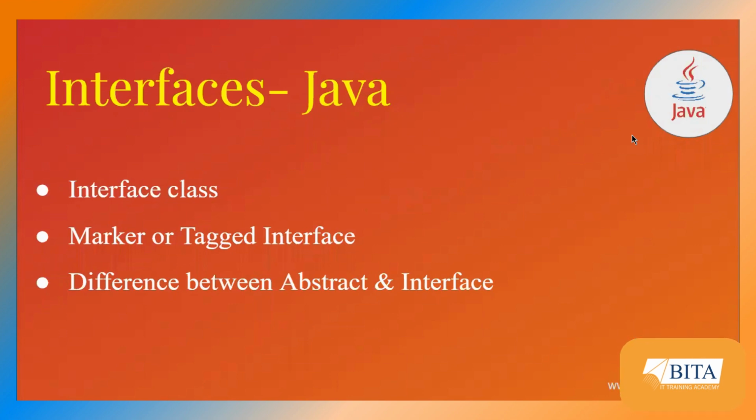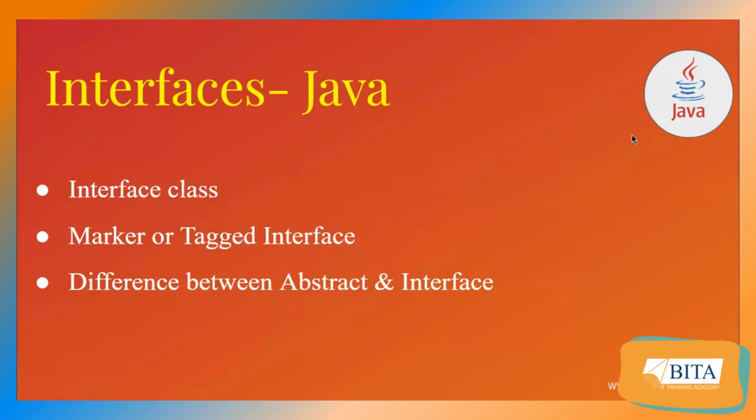It is nothing but a blueprint of a class. That is the main motto of using interfaces in Java. So interface is nothing but a blueprint of a class. It has static constants and abstract methods. Why we are using interfaces is to achieve abstraction and multiple inheritance in Java. Here we are going to use only the abstract methods and we don't have any body of the methods. Clear? In interfaces, we don't have any method body.